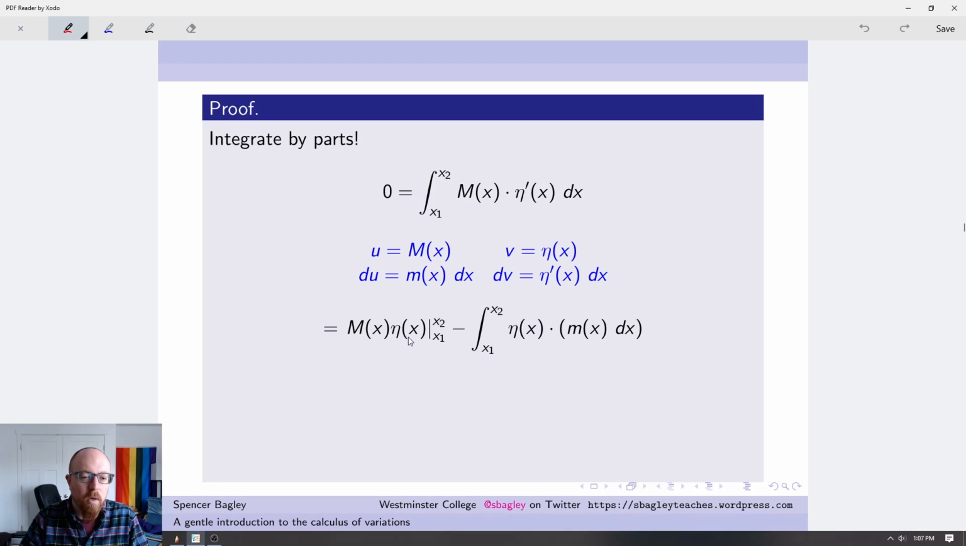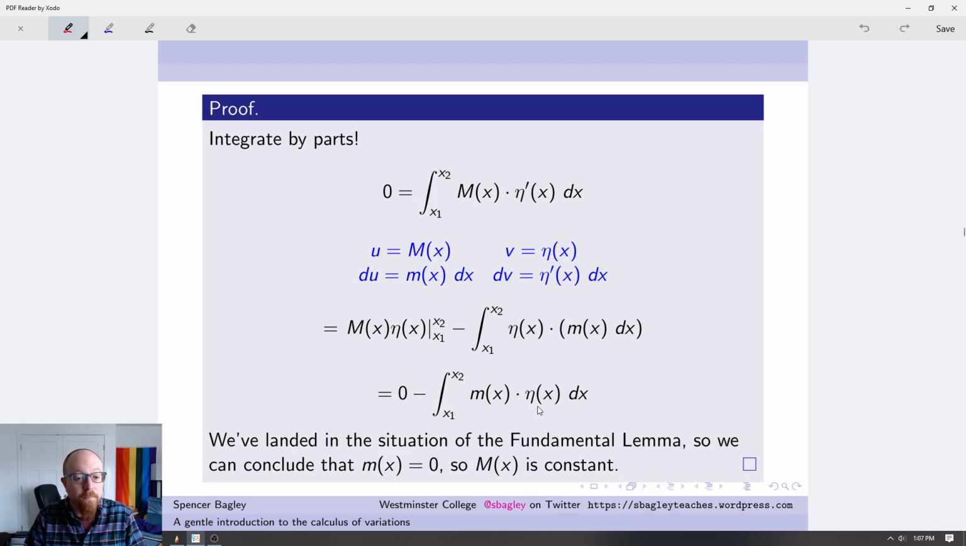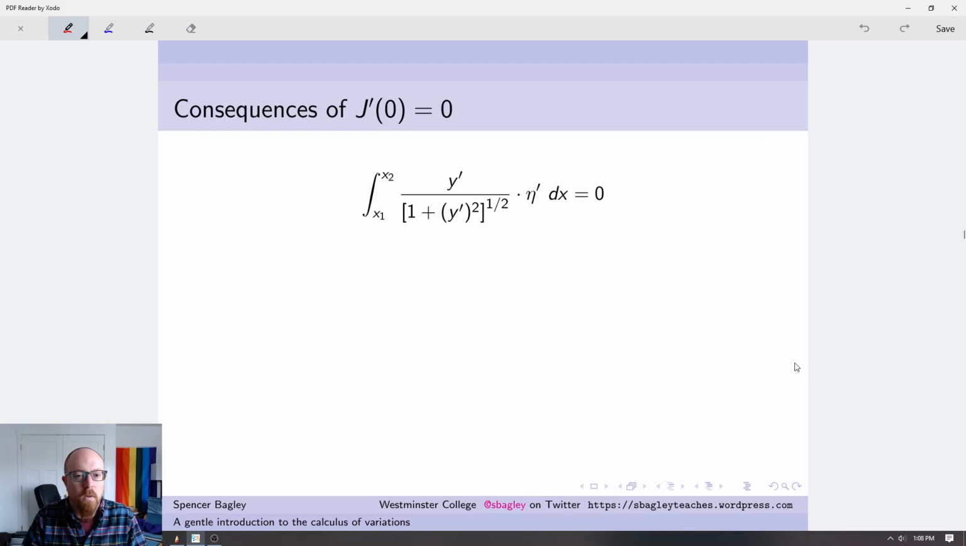Eta is 0 at the endpoints, and so this piece dies, which is nice. And so I just end up with negative this integral. But look at this. This integral is the integral that we just were in the situation of with the fundamental lemma. We can conclude, therefore, that little m is 0, and little m was the derivative of big M, and so big M has to be constant. Okay, neat.